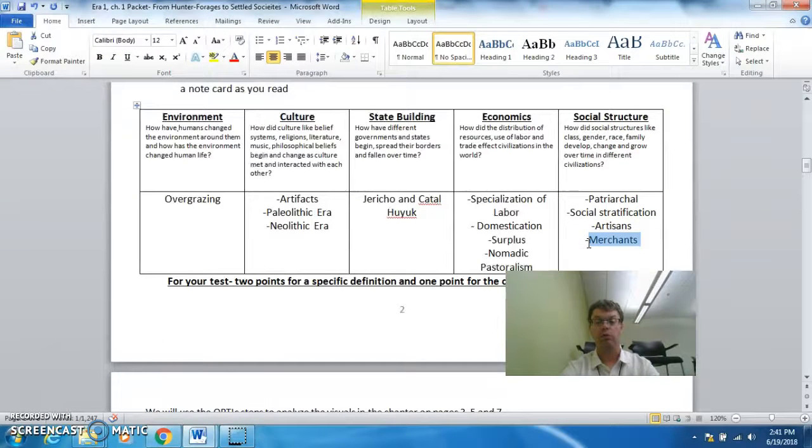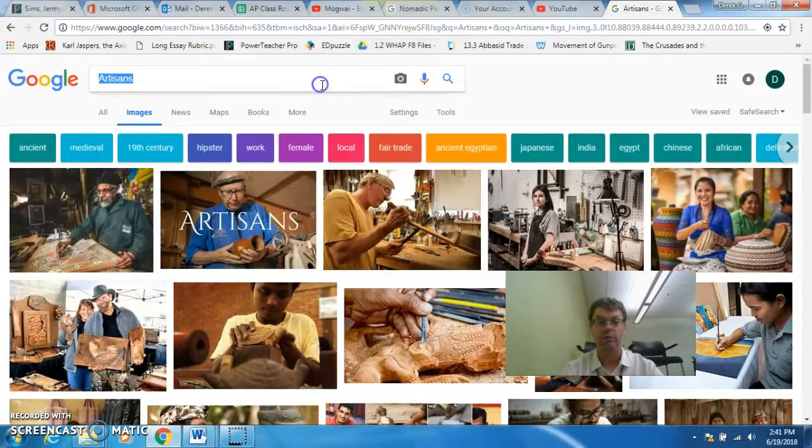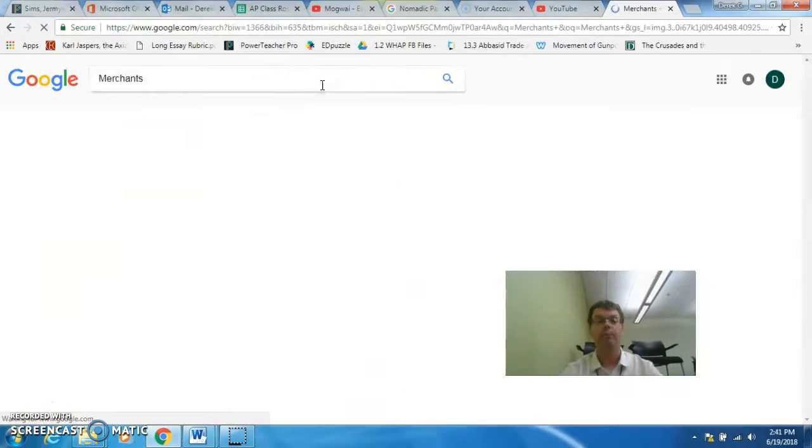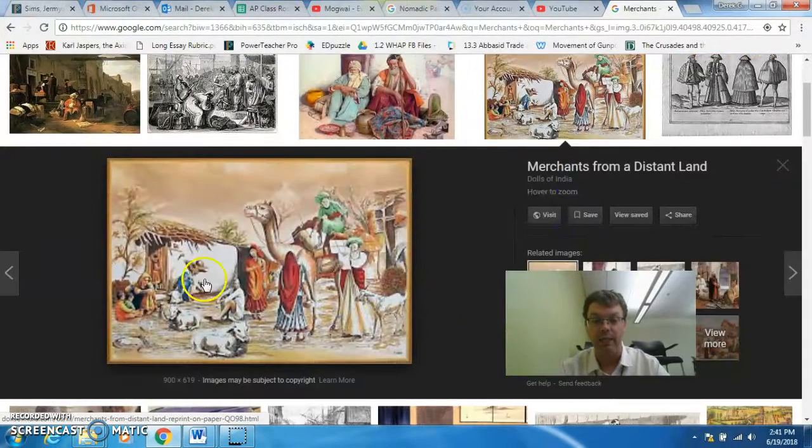And now let's get to our next word, and our last word actually for this part, and that would be merchants. And merchants are basically people who buy and sell. So merchants are people who buy and sell.